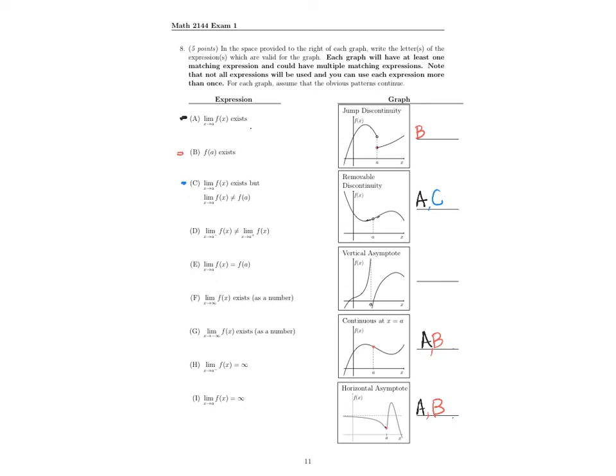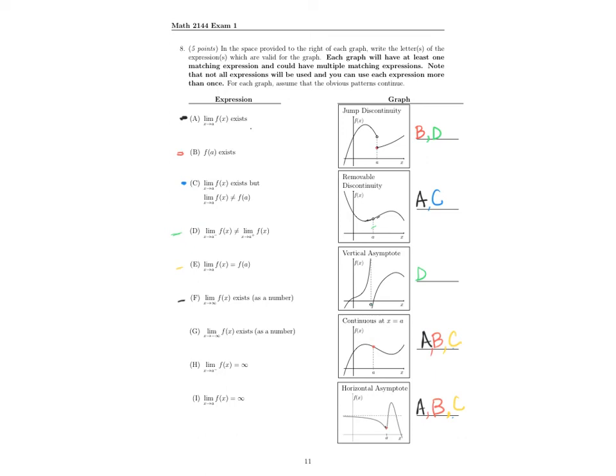Okay, how about this one? The left and right-hand limits are not the same. So that is true at this jump discontinuity. For this one, the left and right-hand are the same. At the vertical asymptote, the left and right-hand are not the same. And that's the only one. Okay, the next one. The limit is equal to f of A. That will only be true when it's continuous at A, so that'll be here and here. Okay, back up to this one.